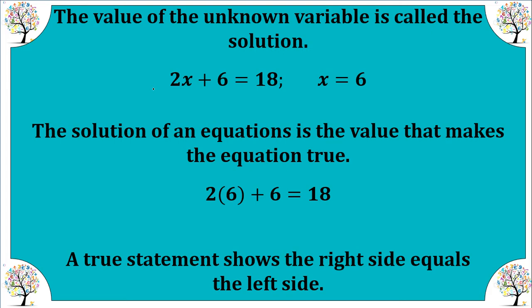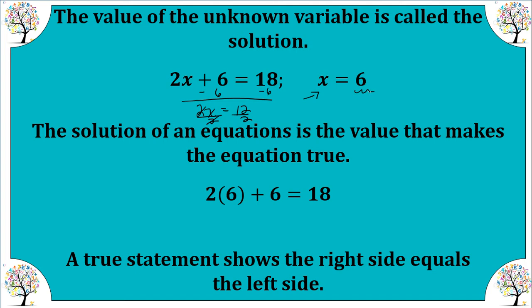So once we get the value of x, this is called the solution. The way we got the solution of x equals 6 is we subtracted 6 from both sides, and then we undid multiplication by division, and this is how we got x equals 6. This value of 6 is called the solution.